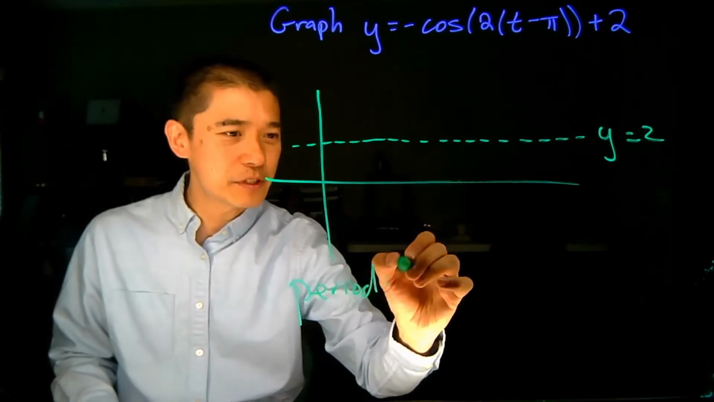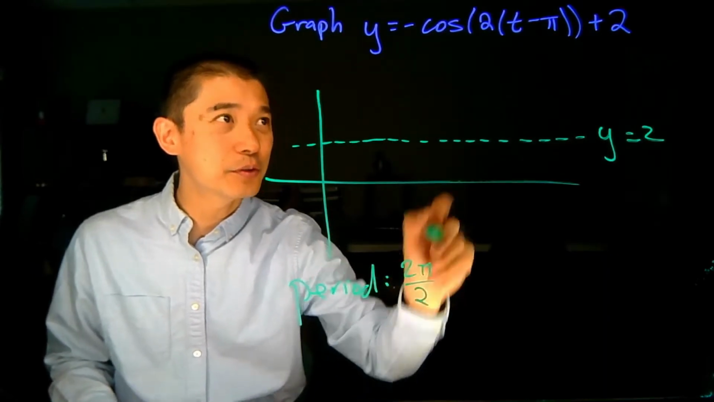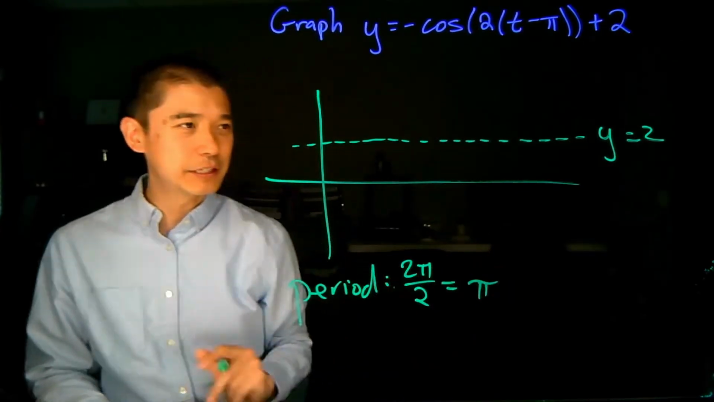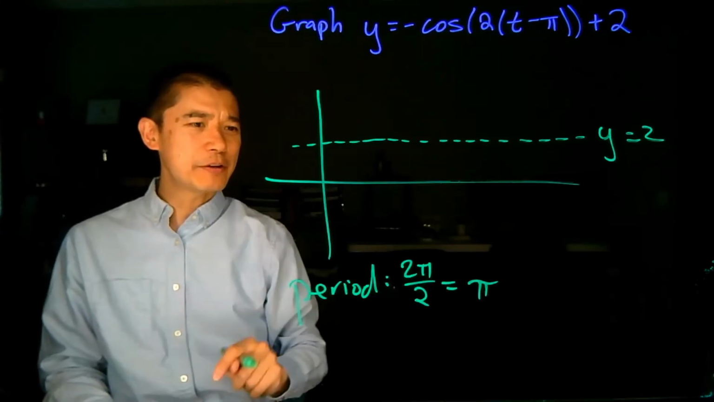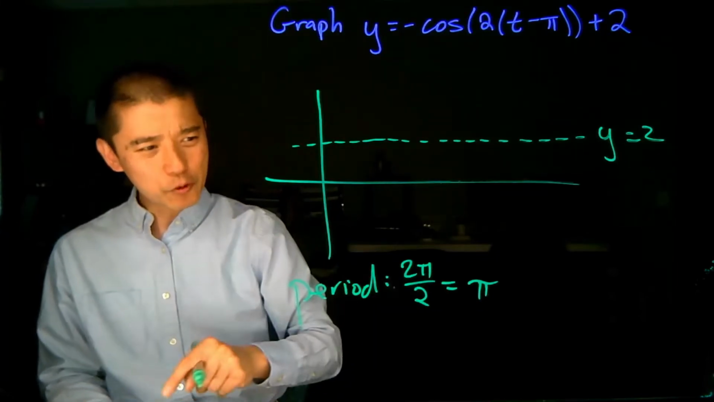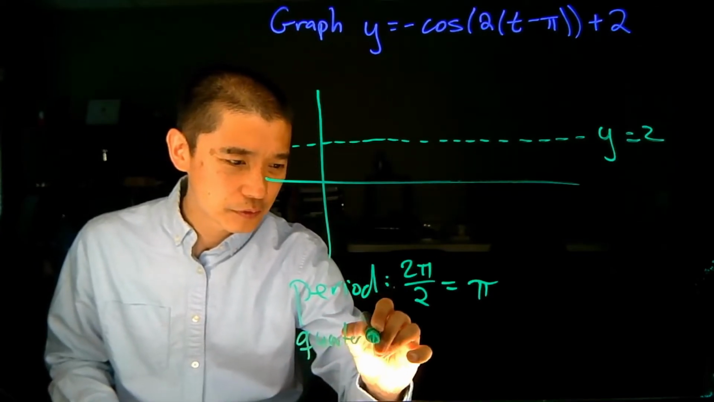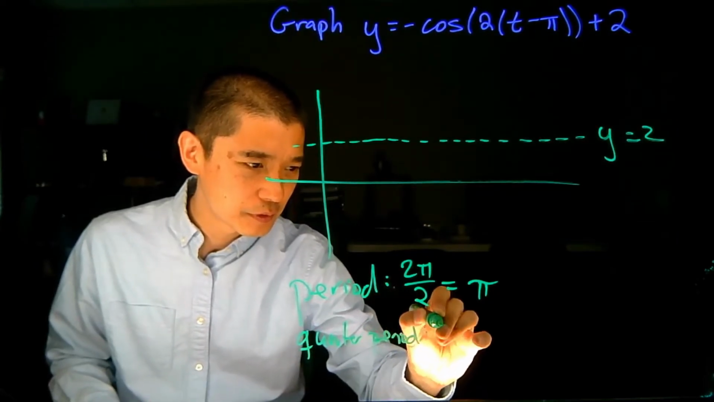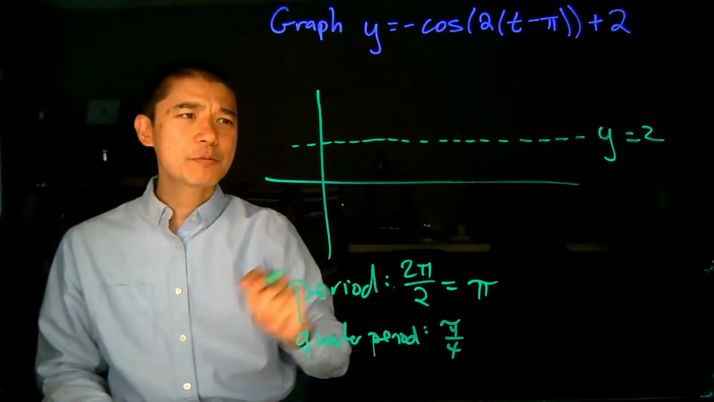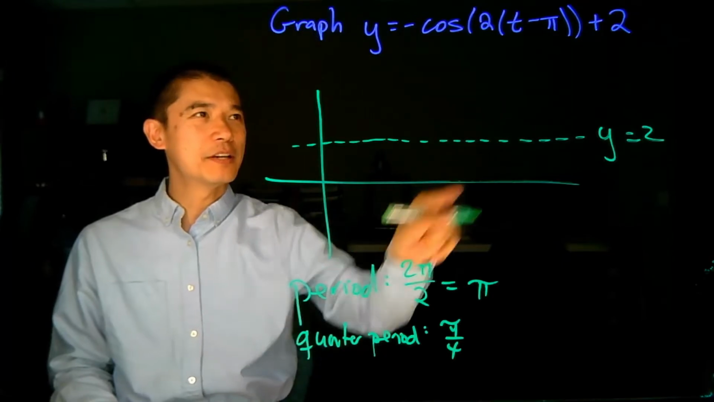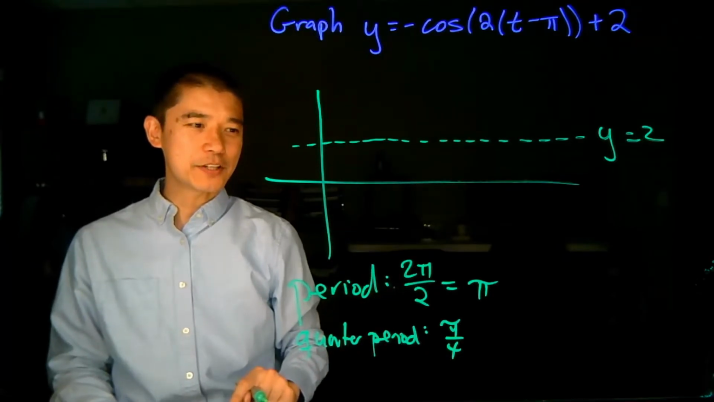So let's work out the period. The period is going to be 2 pi over b, which is 2 pi over 2, which is going to be pi, right? And so we know that the period is going to be pi, which means that the quarter period is going to be pi over 4. The reason why this value is important is because this tells me what my spacing along the x-axis needs to be. So I'm starting at pi, but my spacings are going to be at pi over 4.